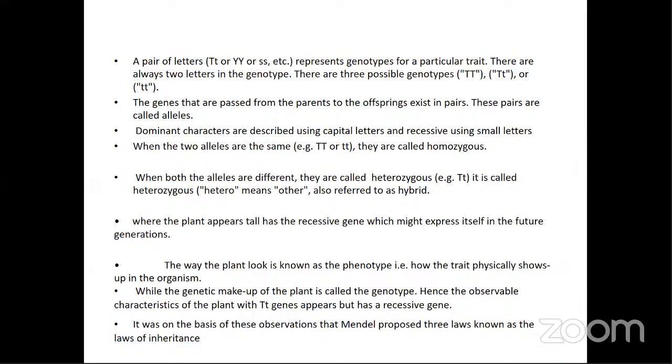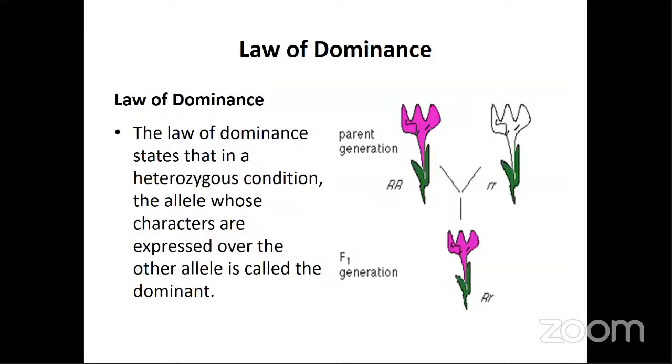The way the plant looks is known as the phenotype. That is how the trait physically shows up in the organism. Like I explained, the organism might appear yellow, but if it has a small letter y attached to the capital letter Y, that means it is heterozygous. And so that means it has a bit of another color which may show up in the later generation, maybe its grandchildren or great-grandchildren. So it was on this basis of observation that Mendel proposed 3 laws known as the law of inheritance. And the first one is law of dominance.